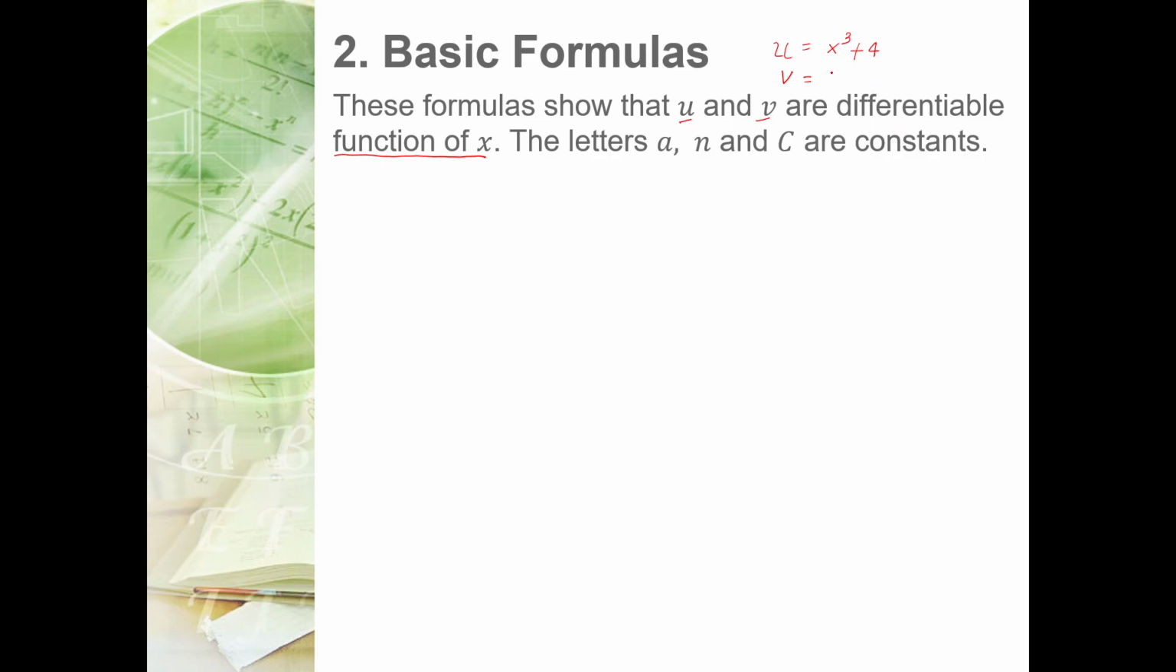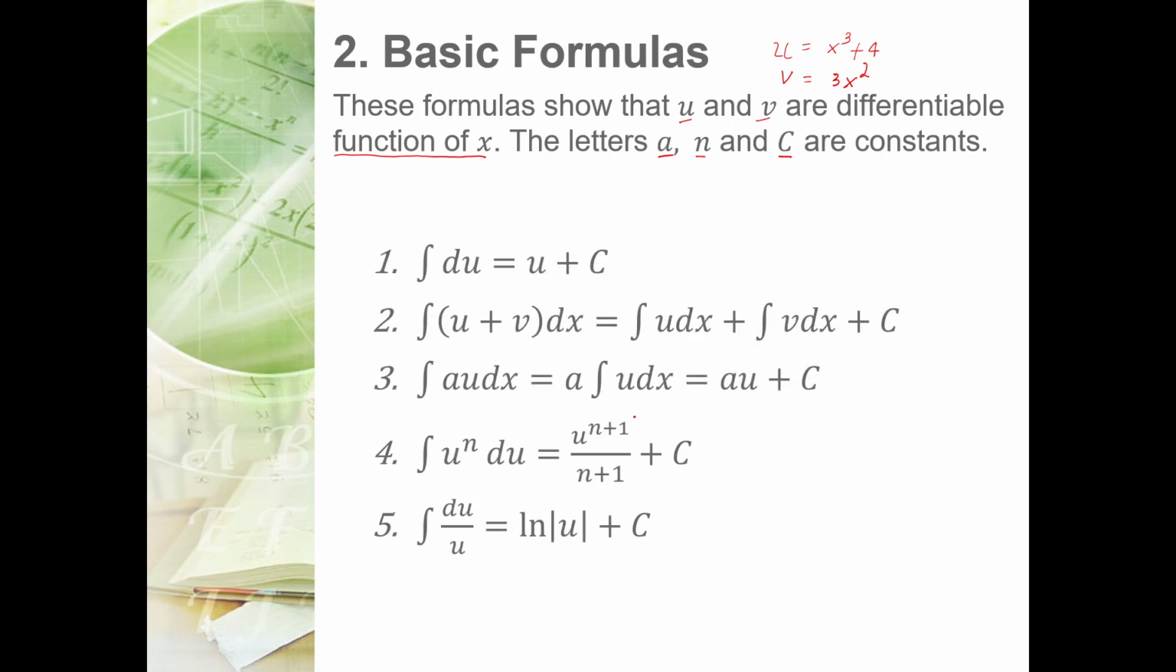So let's say v is 3x squared. Okay. The letters a, n, and c are constants. So these are the 5 basic formulas.